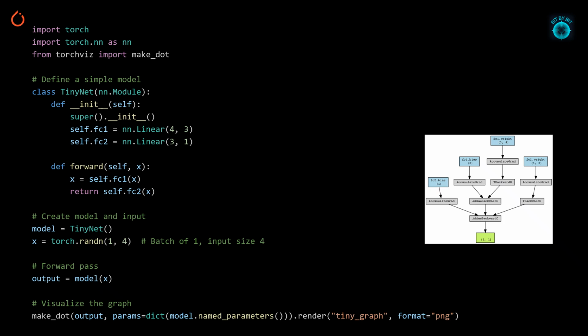This allows you to verify that all layers are connected properly and that gradients will flow as expected when you call backward. If something is disconnected, or if a tensor is not used in computation, it won't show up in the graph, making TorchViz a powerful debugging tool for PyTorch models.